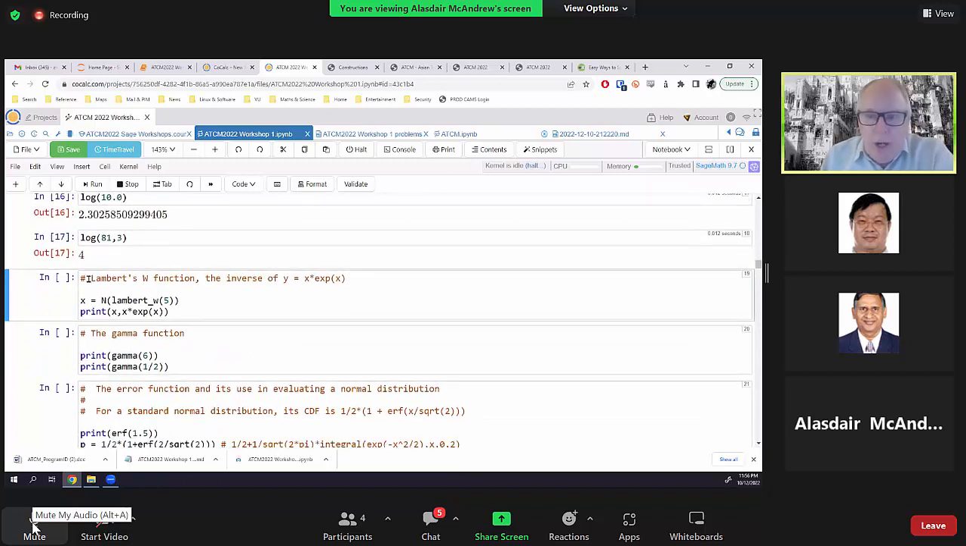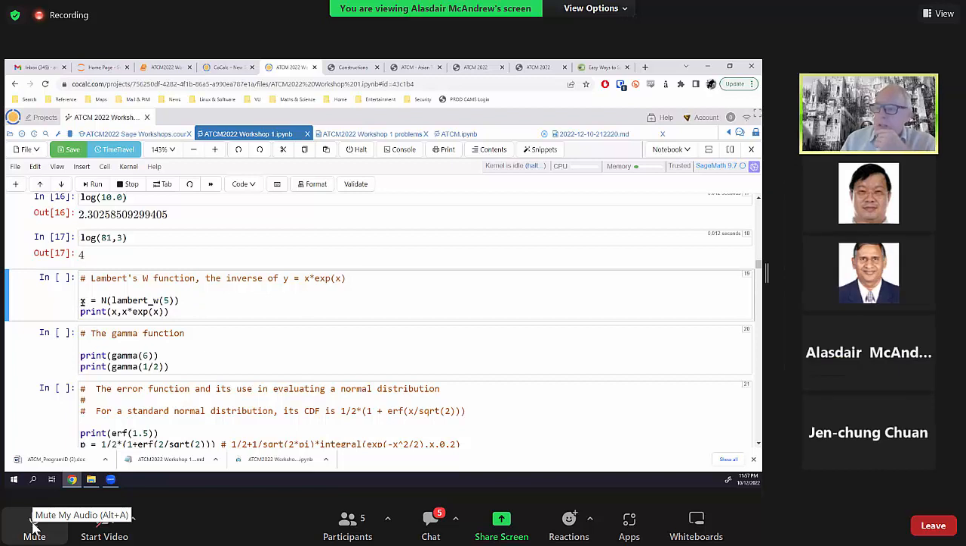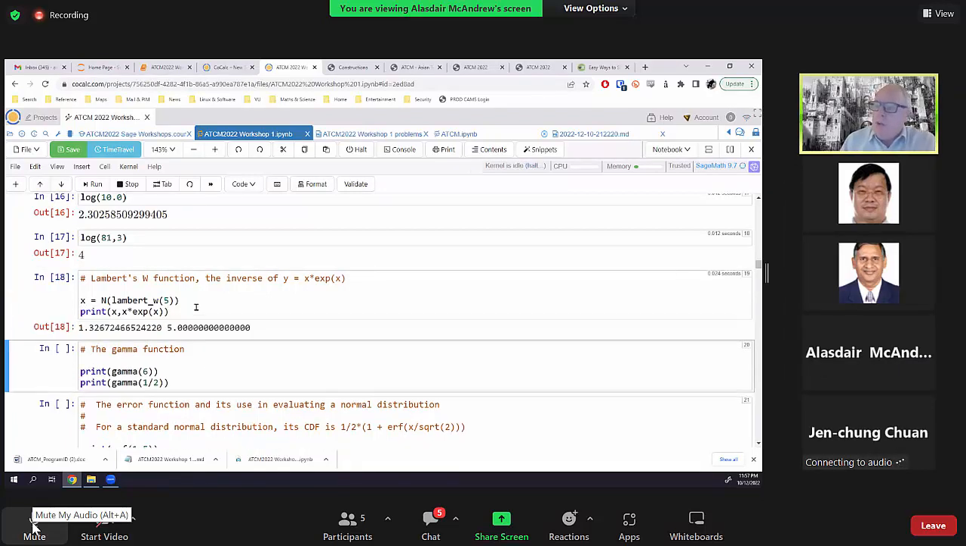Lambert's function is one you might not know about. It's quite a cute function. I sometimes use it with my students for doing numerical approximations. It's the inverse of x times e to the x. So the value of the Lambert W function at 5 is 1.3, and 1.3 times e to the power of 1.3 is, of course, 5.